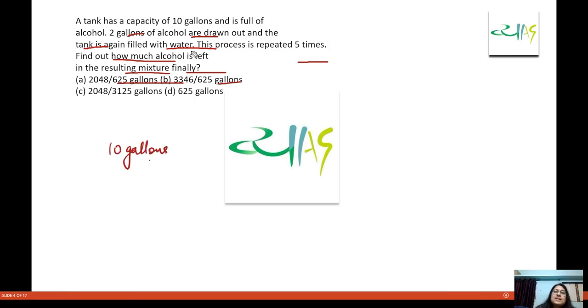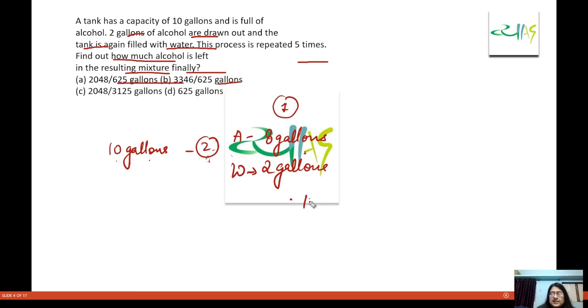Okay, we start from here. Then 2 gallons of alcohol are drawn out from the process. 2 gallons of alcohol are drawn from 10 gallons of alcohol. So now you have 8 gallons of alcohol. Okay, so see, we will do this by all possible methods. So first iteration, you have 8 gallons of alcohol. And then here you are adding 2 gallons of what? Water. So this is alcohol, this is water. Now this is again 10 gallons. Now what is the ratio in 10 gallons? 8 is to 2. That is 4 is to 1.